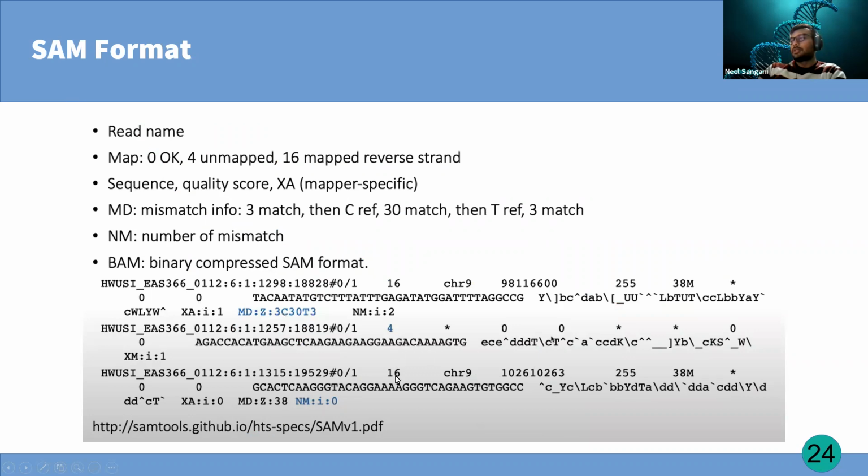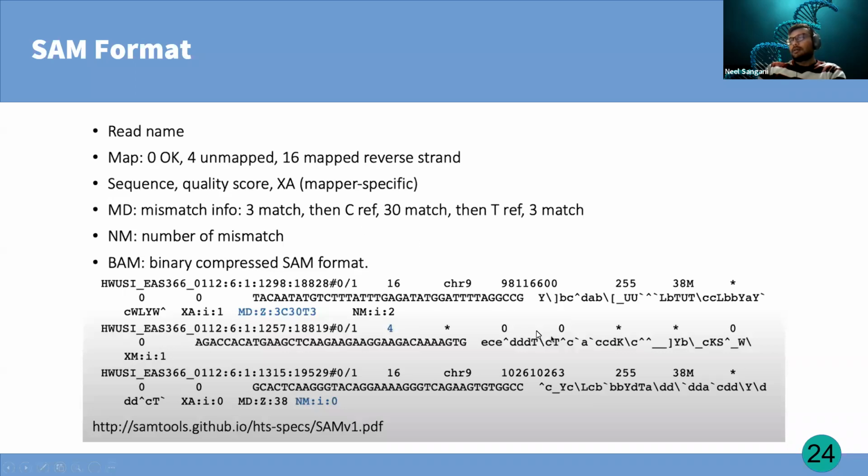The flags are 0, 4, 16. 0 means okay, meaning that the read was able to perfectly align with the genome. The 4 means unmapped. There are regions which were unable to map to the genome, or the read was unable to map to the genome. 16 means that the read was able to map to the genome, but it was on the reverse strand. It was from the 3' end instead of the 5' end, right?